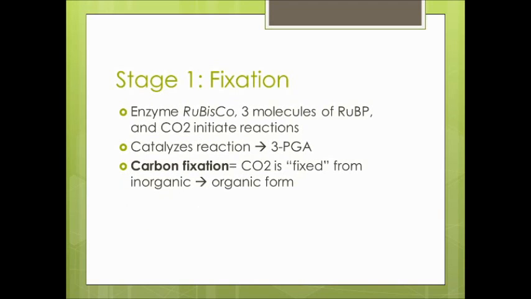So in stage 1, we have fixation. We have an enzyme that has a really long name, but we abbreviate it to Rubisco. We have 3 molecules of RuBP and carbon dioxide. Those 3 things are going to initiate the reaction. This catalyzes the reaction to form 3-PGA. And in this step, since it's called fixation, we're taking those carbons from carbon dioxide and fixing them, aka changing them from the inorganic form of carbon dioxide into the organic form of a carbohydrate, sugar.